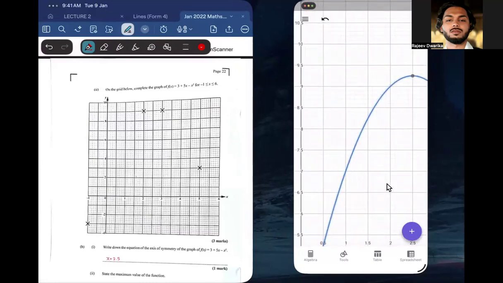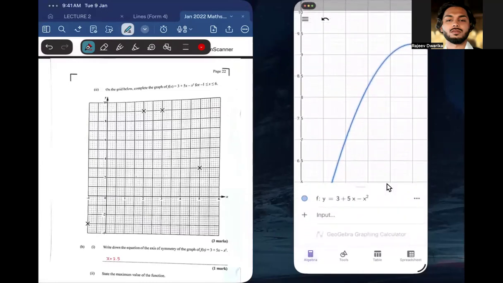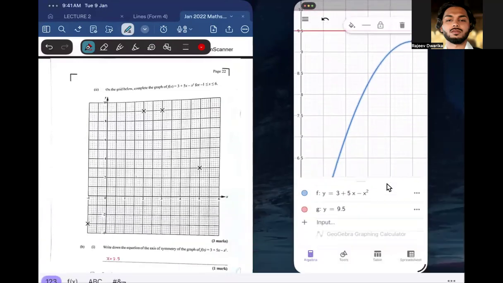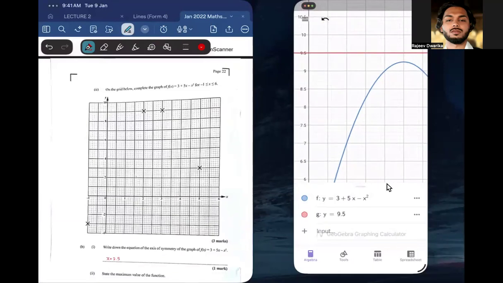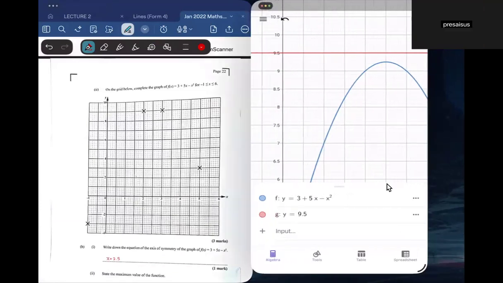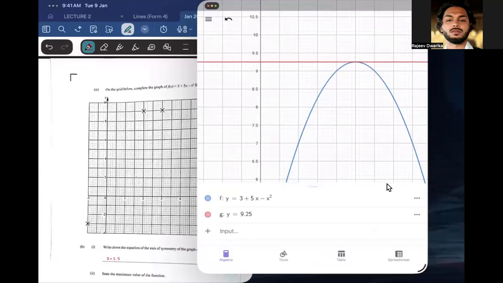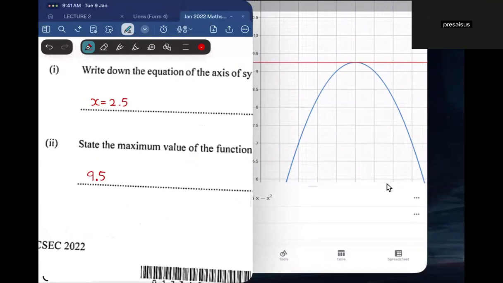Let me just verify that. If I say y is equal to 9.5, you see the graph doesn't go up to 9.5. But if I put 9.25, does the graph go up to 9.25? Yes, sir. So 9.25 is the answer.